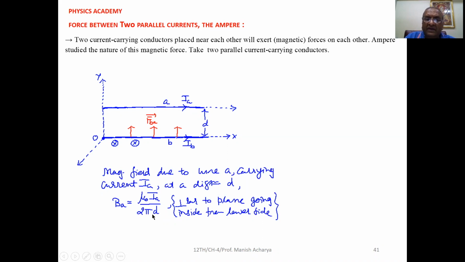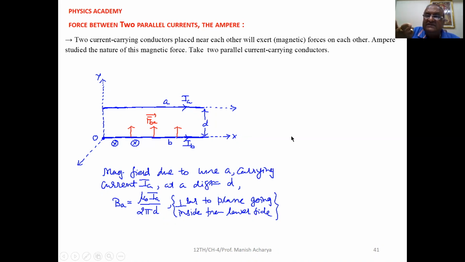Now, here, what will be the direction of this magnetic field? So, from right hand thumb rule, we can understand this thing. This magnetic field of wire A at the position of wire B, that will be perpendicular to the plane of paper going inside. So here it is represented by crosses.